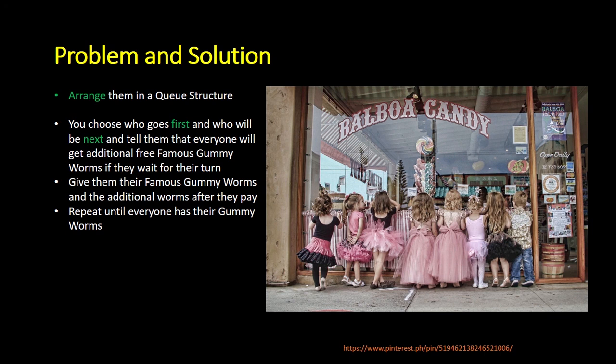Because if you just tell them to line up, they will fight again over who was first. So you tell them to patiently wait because they will get additional free gummy worms if they wait for their turn. So next, when they do the queue, you give them their famous gummy worms and the additional worms after they pay. And you repeat that until everyone has their gummy worms.